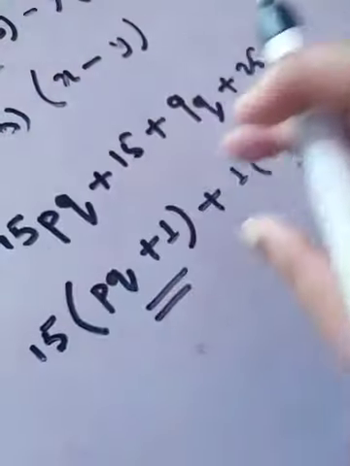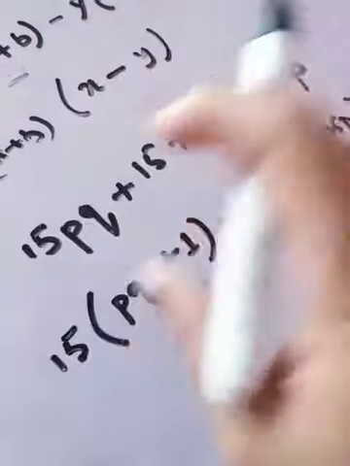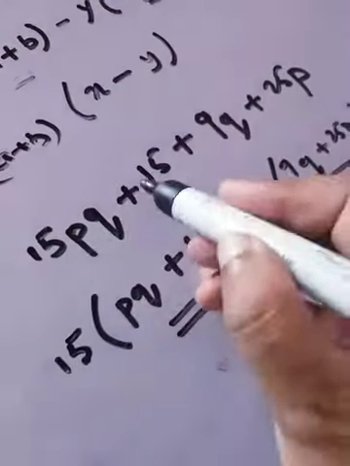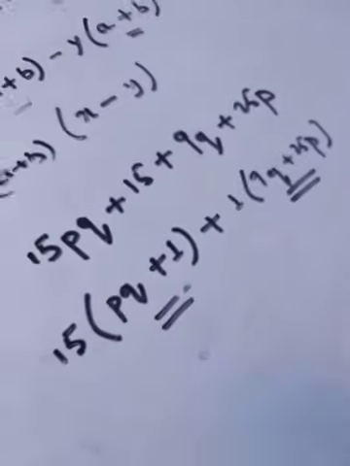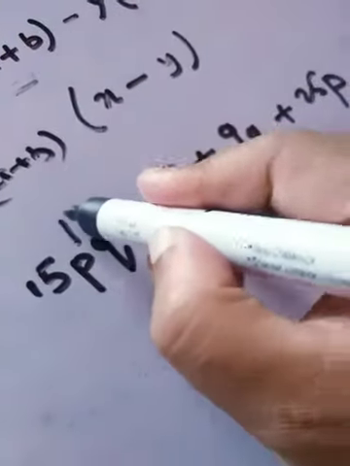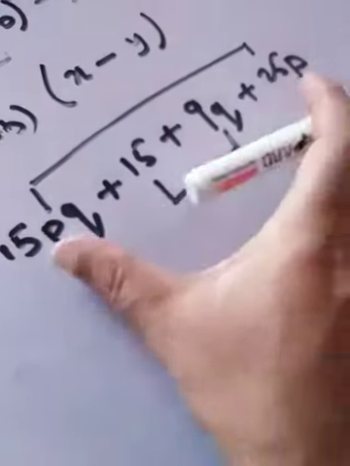If you find this type of situation happening, you have to understand that you have to go for a regrouping. So this grouping part is not okay. You have to change the group, change the partners. So how to change the partner? You make a group of 15PQ with 25P, and 15 plus 9Q. These are the two new groups.